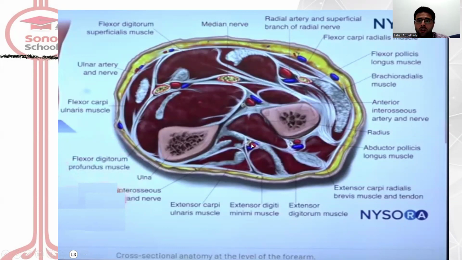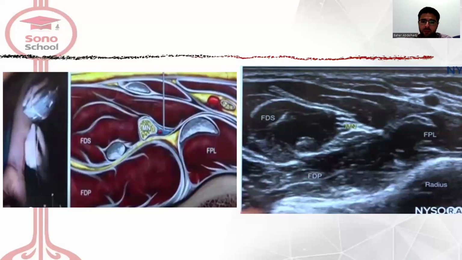So if we decide to give a nerve block, scan the nerve. If it has a course like that, okay, this is the nerve. But if it doesn't have a course like that, it is a tendon or muscle or anything like that, but not a nerve.